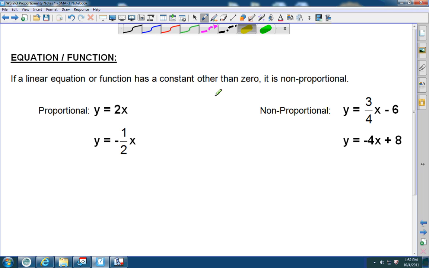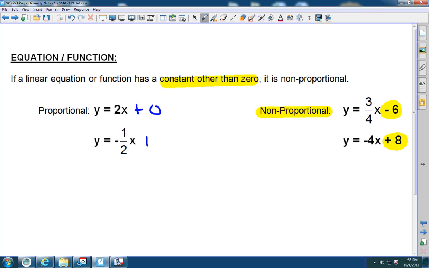When they say a constant other than 0, there's your constant, minus 6 plus 8. That's why it is non-proportional. Over here, this is the same as saying plus 0 plus 0. And because these are 0, it's proportional.